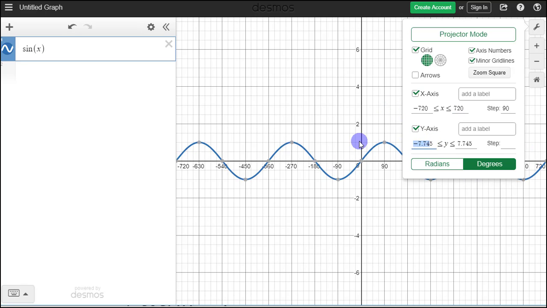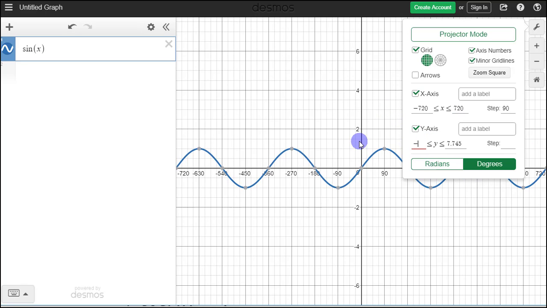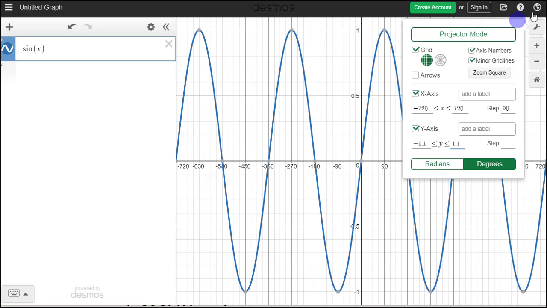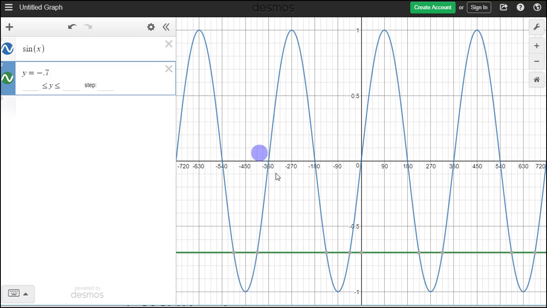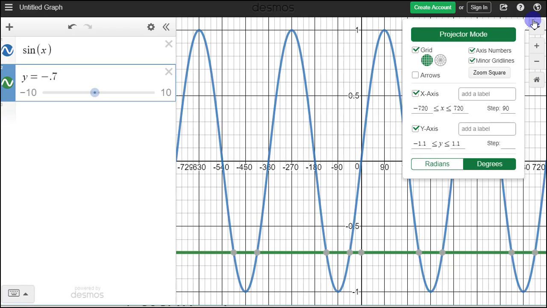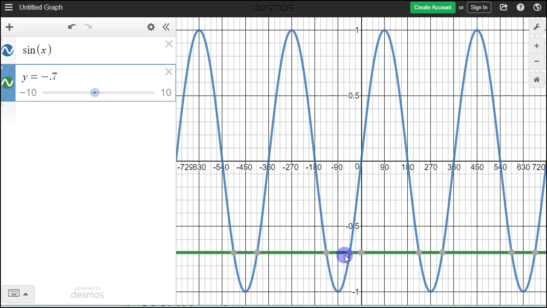We'll change this from negative 1.1 to 1.1. And then I'm going to also graph what is looking for. So we were trying to find sine, and we also wanted to find y equals negative 0.7. Those were the two functions that we're looking for. Notice that our first answer was negative 44.43. That's exactly where this is. Negative 44.43. Bam, it was right there.